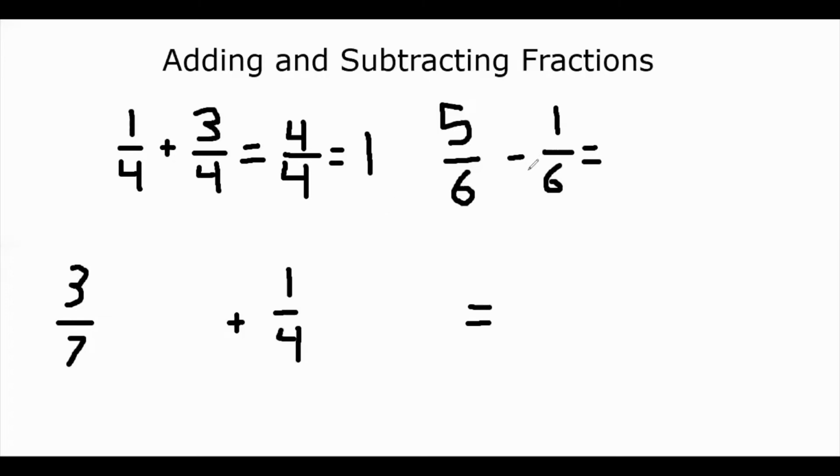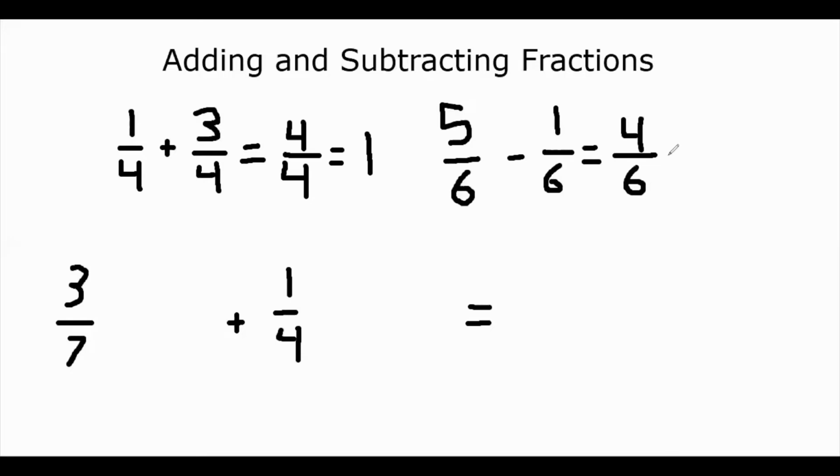If we look at our second one, we have 5 over 6 minus 1 over 6. Again, the denominator is the same. So all we got to do is subtract straight across. In this case, we're going to have 5 minus 1, which is 4. Now, this is correct. However, we can actually reduce this.